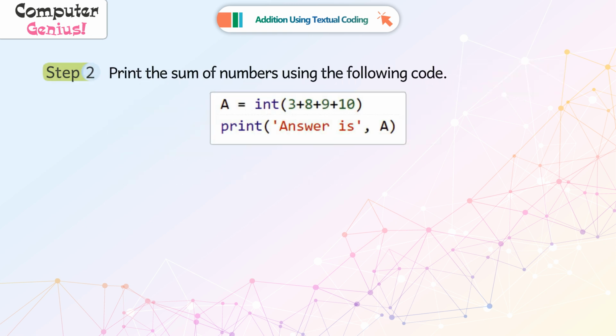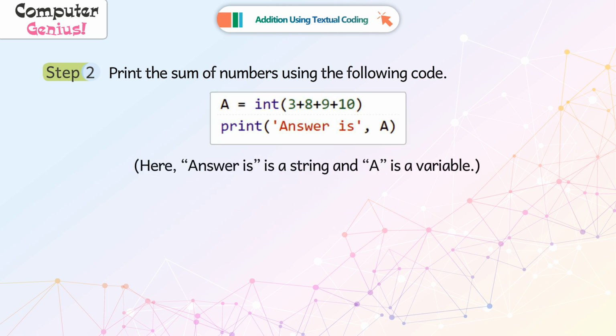Step 2. Print the sum of numbers using the following code. a = int(3 + 8 + 9 + 10). Print "answer is", a. Here, "answer is" is a string and a is a variable. Output: answer is 30.